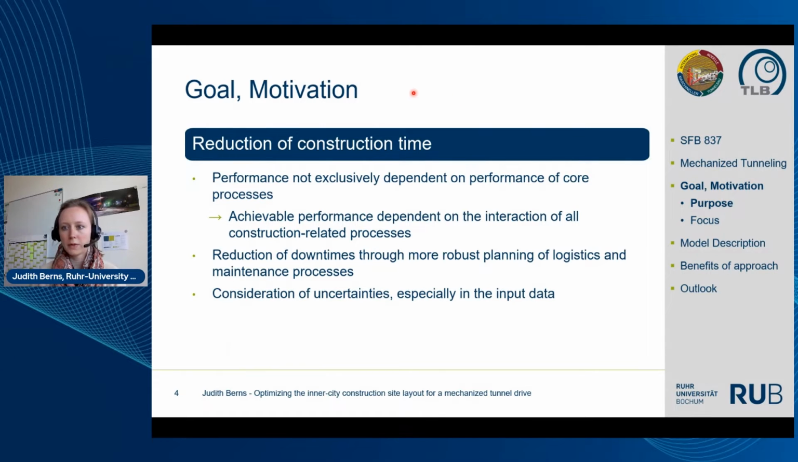So why is process simulation used in tunnel construction? In general, the tunnel construction time is to be reduced. For this purpose, various logistic processes of mechanized tunneling were analyzed in different models. The driving performance is not solely dependent on the 2 core processes of wing construction and excavation. The achievable performance depends on many other support processes. Therefore, a conventional calculation of the tunneling time is only possible to a limited extent. Extensive analysis of the advanced and support processes with the aid of process simulation is intended to reduce the downtimes. The aim is thus to achieve robust planning of the logistics and maintenance processes that also takes into account uncertainties, especially in the input data.